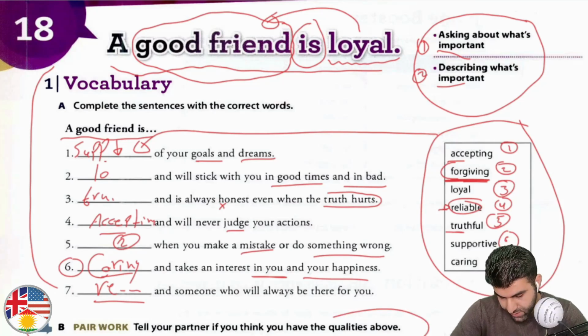For example, you can say: I'm really forgiving. I forgive all of my friends' mistakes.